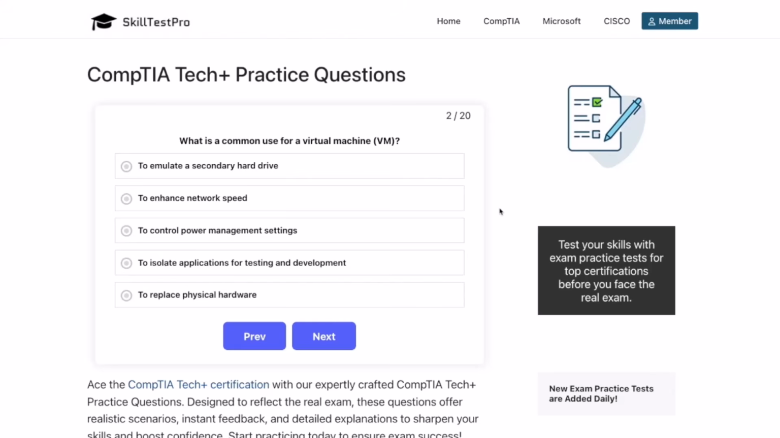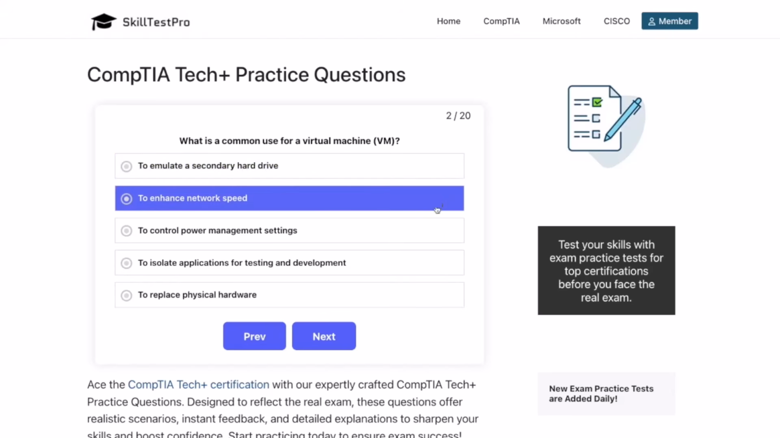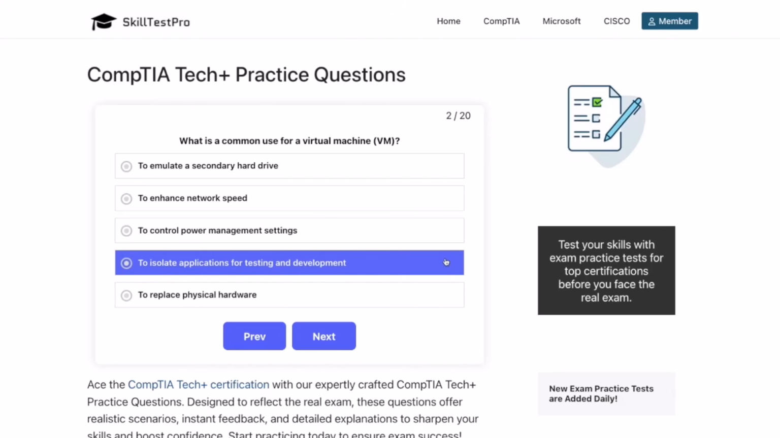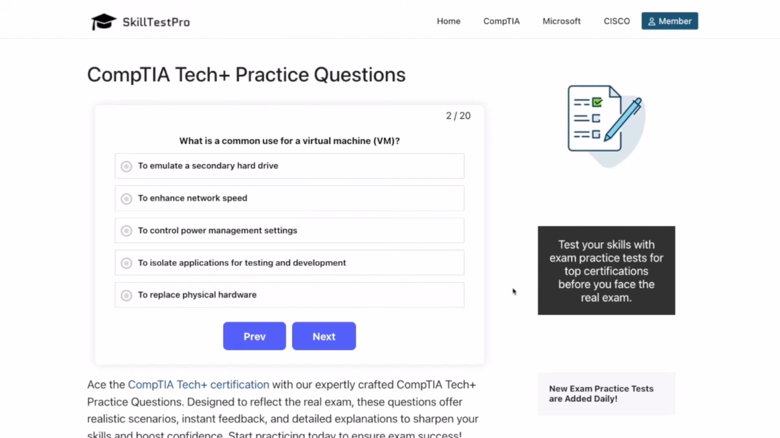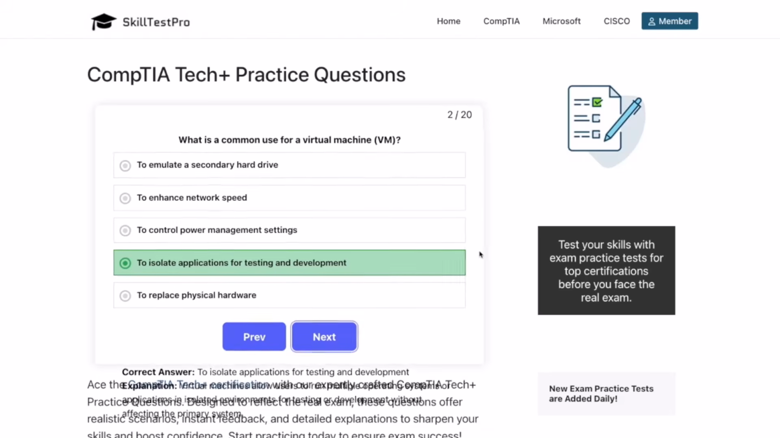All right, question 2. What is a common use for a virtual machine, or VM? To emulate a secondary hard drive? To enhance network speed? To control power management settings? To isolate applications for testing and development? Or to replace physical hardware? The correct answer is to isolate applications for testing and development. Virtual machines allow users to run multiple operating systems or applications in isolated environments for testing or development without affecting the primary system.